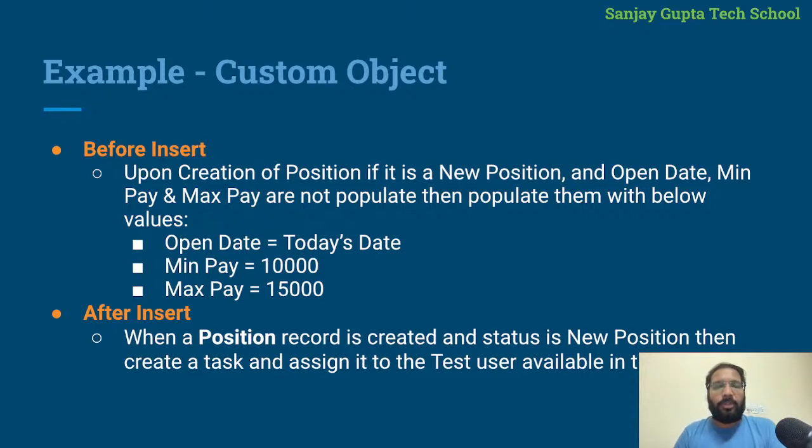So first I'm going to solve the first one, which is related to before insert. In this before insert, we will be writing a trigger on the position object, and this position object is a custom object. So with the help of this example, you will understand how we can implement a trigger on a custom object.